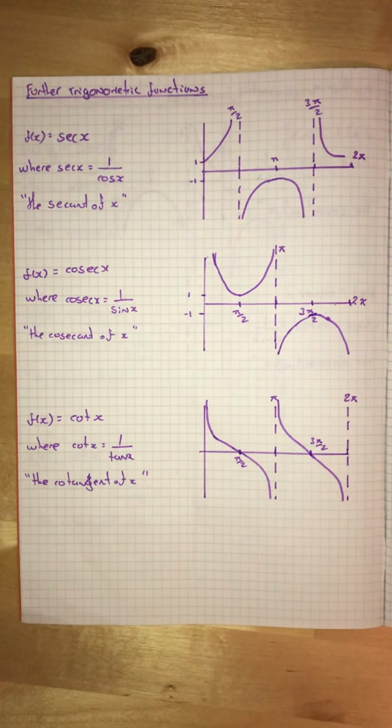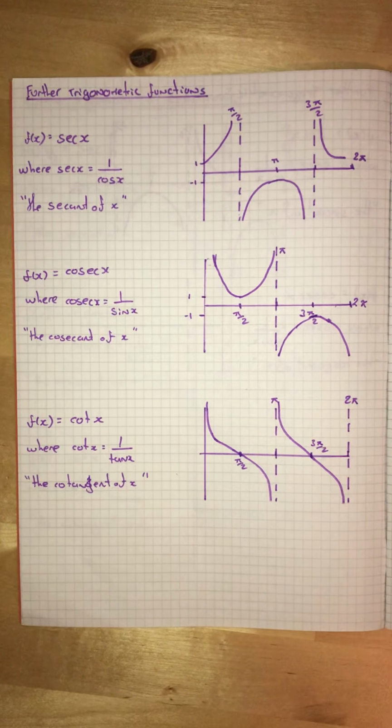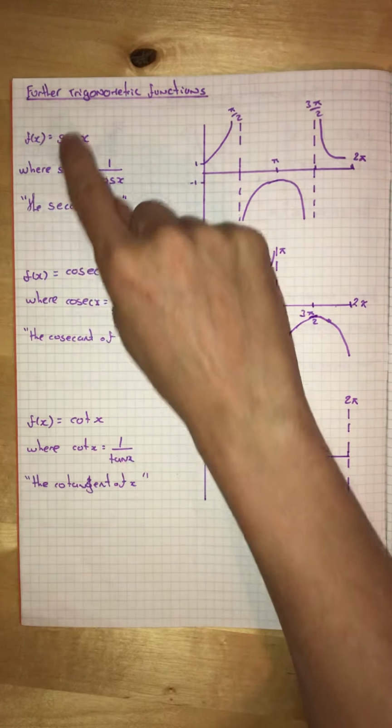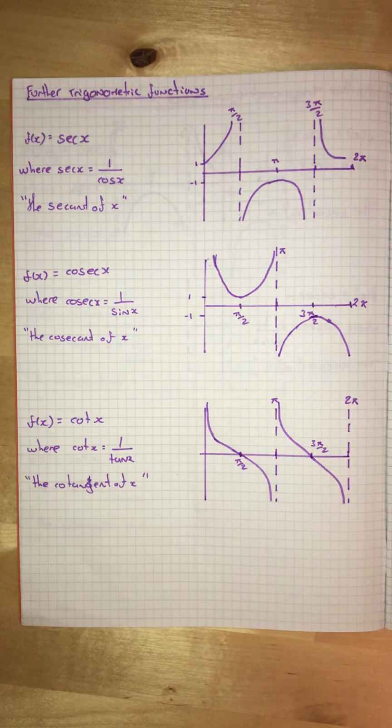So what we're going to do in this video is talk about some new trigonometric functions and then how to differentiate them. What we can see here is that we've got three new functions, sec x, cosec x and cot x, and they are actually just the reciprocals of the trigonometric functions we already know.